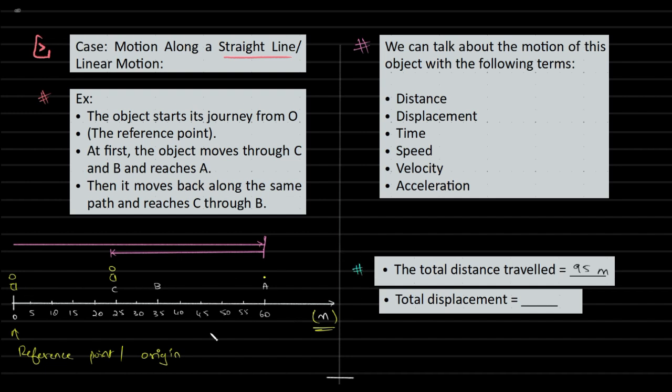Right? The total displacement is from the origin to the last point, to the last destination point. The distance from the origin to that point is your displacement. So in this case, 25 meters. So what is this displacement? We'll understand that in time. So here the displacement for this particular example is 25 and the distance is 95.